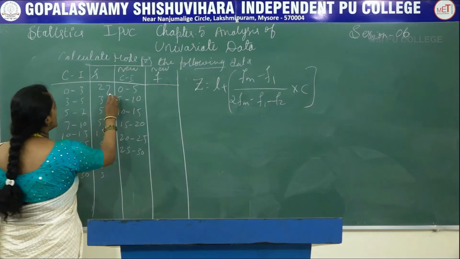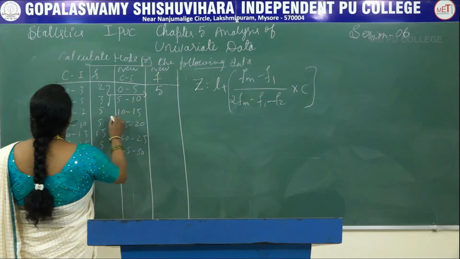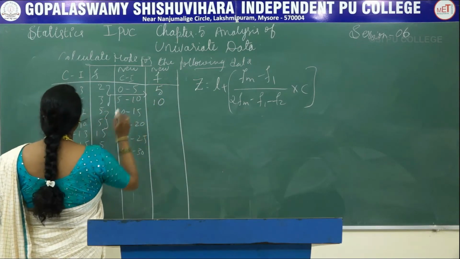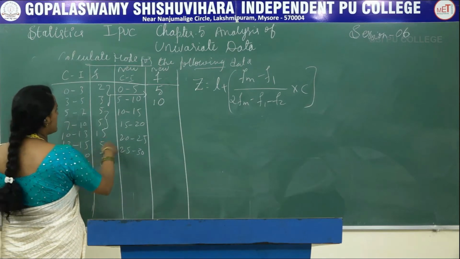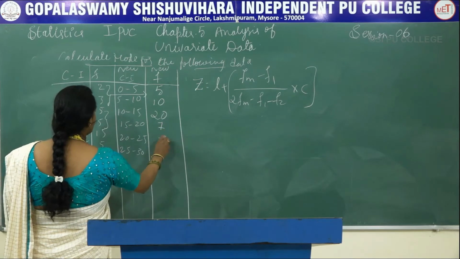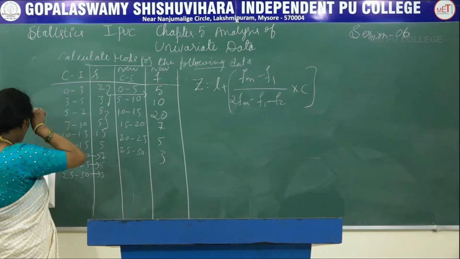So add these two and write here, this class interval is 2 plus 5, and then 5 to 10, that is 5 plus 5, it is 10. Next 10 to 15, 15 plus 5, it is 20. And next will be the same, 7, 5, 3. For this, this and this it will be the same.